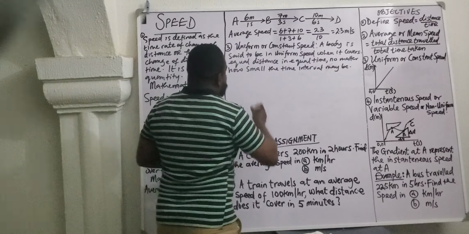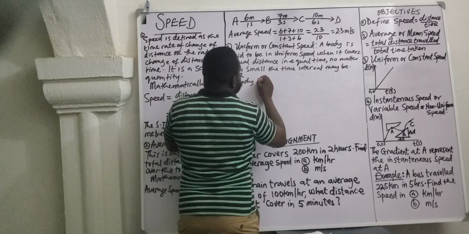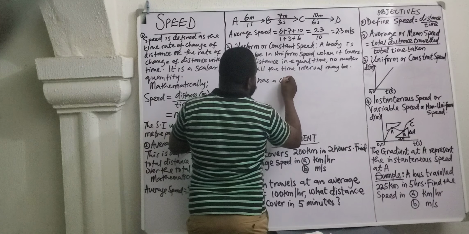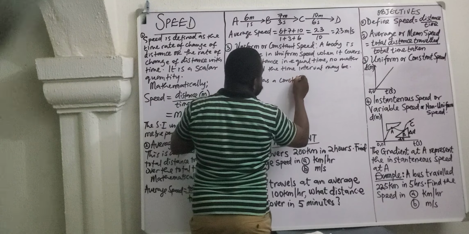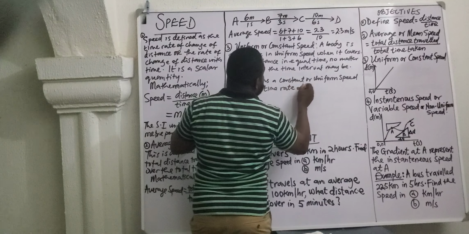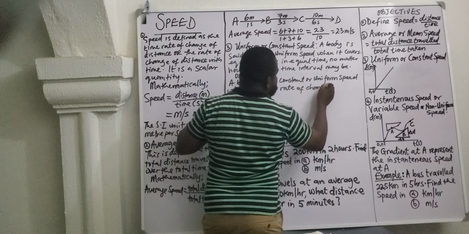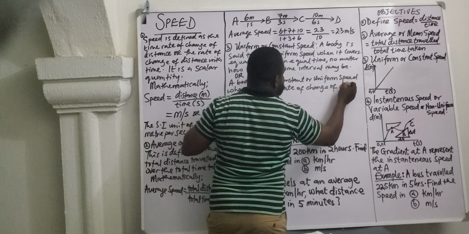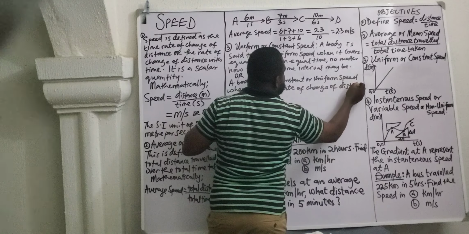Then, I can also define uniform or constant speed as saying a body has a constant or uniform speed when the time rate of change of distance is constant.